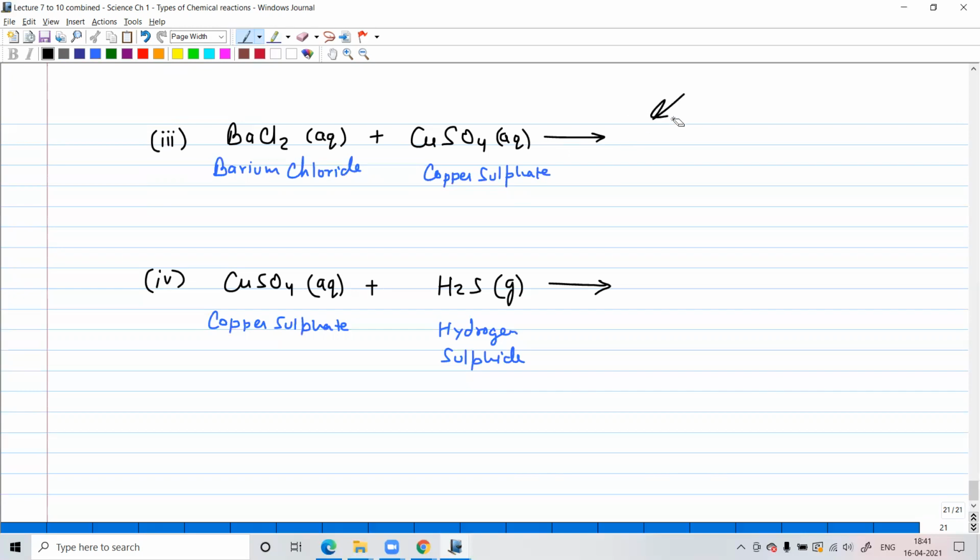Tell me, what all did you write for the third one? What is the product? Barium sulfate plus copper chloride. Tell me the formula. BaSO4 plus, is it CuCl2? Yes, CuCl2. Copper chloride is like this. Copper has a valency of 2.